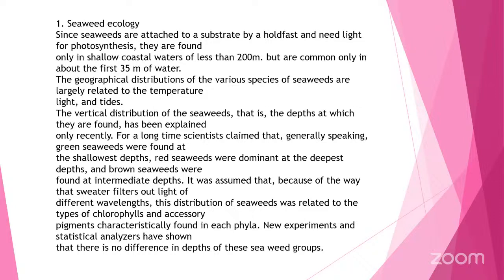It was assumed that because of the way that seawater filters out light of different wavelengths, this distribution of seaweeds was related to the types of chlorophyll and accessory pigments characteristically found in each phylum. New experiments and statistical analysis have shown that there is no difference in depths of these seaweed groups.